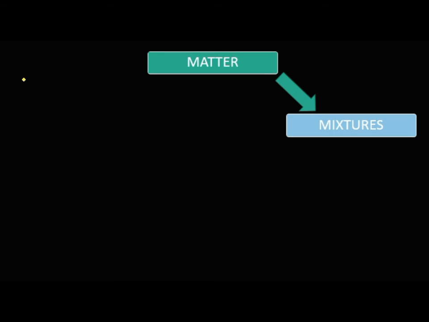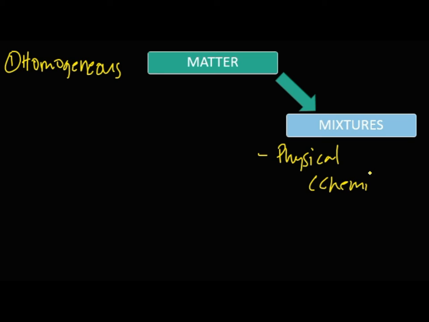Mixtures can be categorized into two based on their components. The first one is homogeneous mixture. Then the other one is heterogeneous mixture. We will go to that later. First, let's define mixture. A mixture is a physical combination of two or more different materials. Meaning, you combine the materials together and there is no chemical reaction. Chemical reaction is absent.